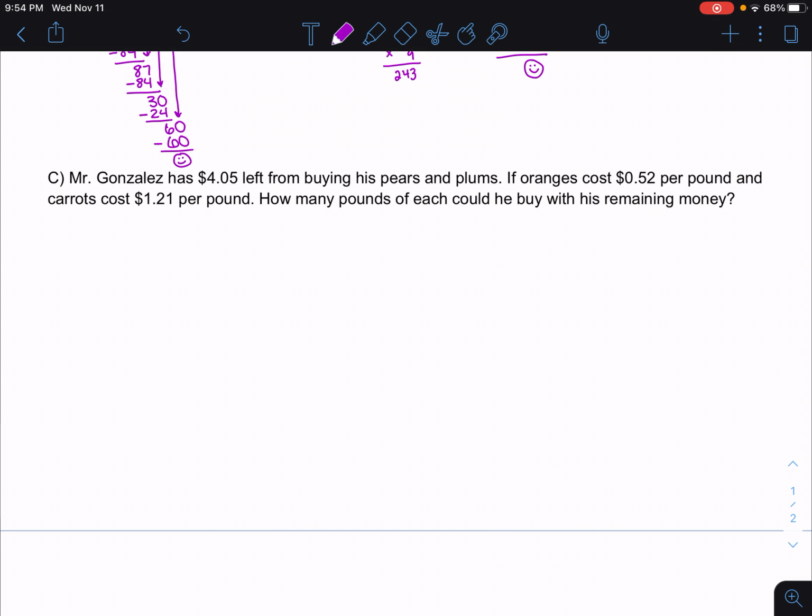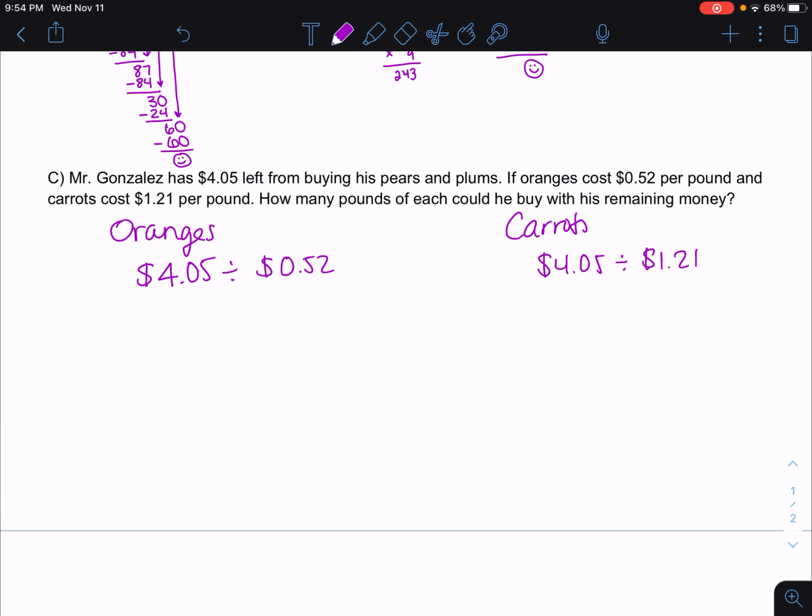So I want to know for the oranges, if he has $4.05, how many pounds of oranges could he buy with 52 cents? And then not pears, it's carrots. And if I've got carrots, it's $4.05 divided by the cost of the carrots, $1.21 per pound.